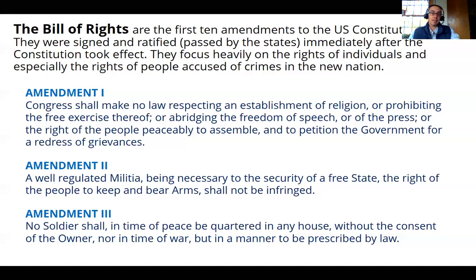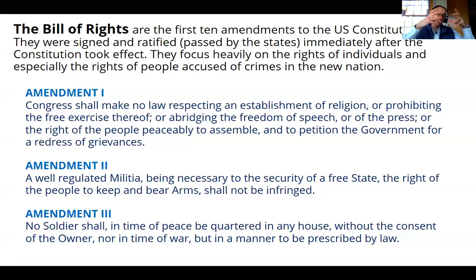What were they thinking? And then you got to think, well, does that apply today? Is the world still like that? Now, Amendment 3, nobody's ever talking about Amendment 3. This is a very specific thing in history. No soldier shall in time of peace be quartered or be allowed to be in any house without the consent of the owner, nor in time of war, but in a manner to be prescribed by law.